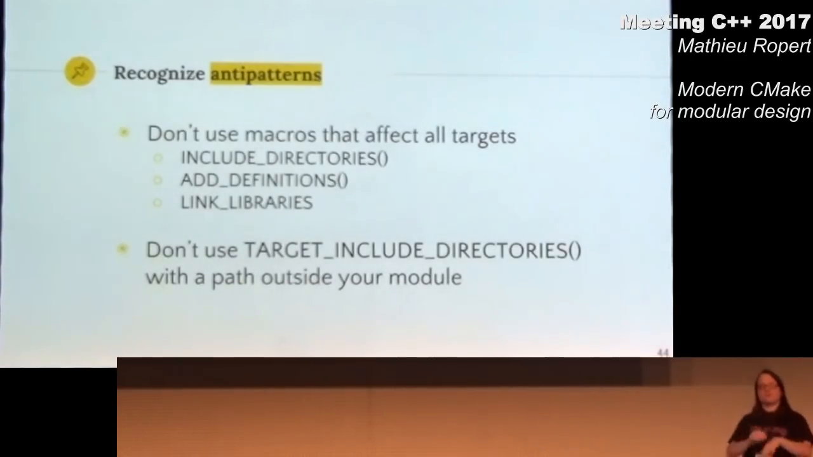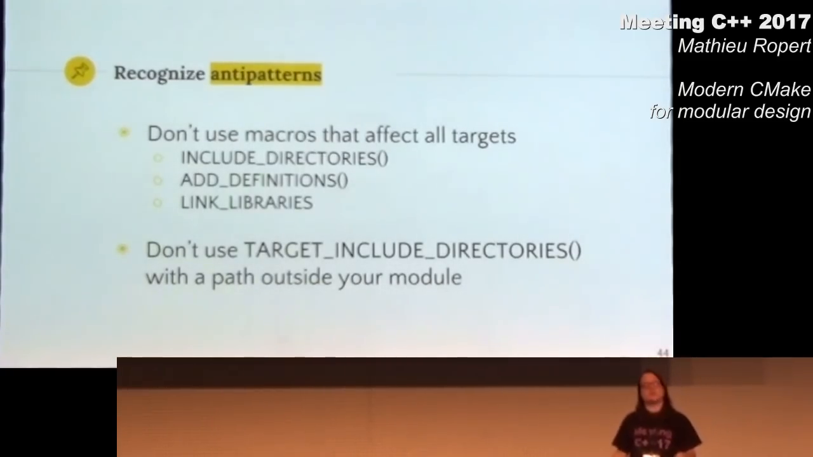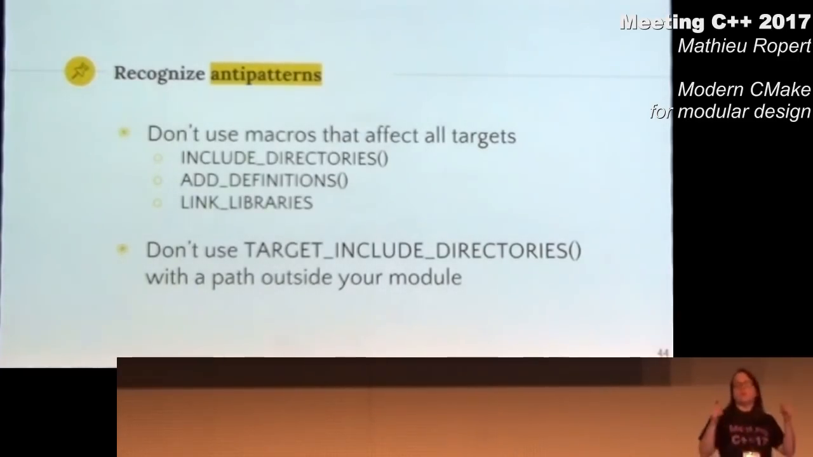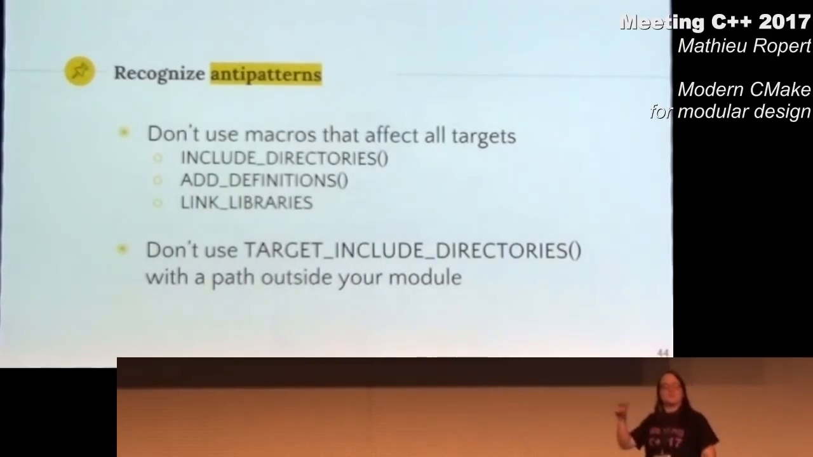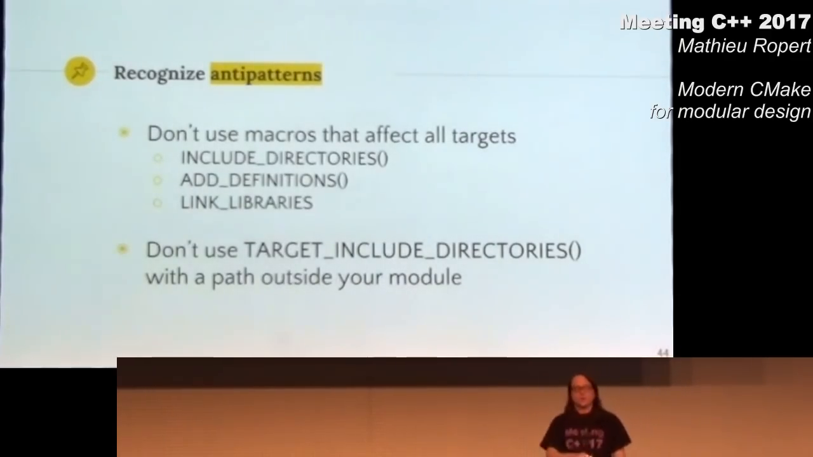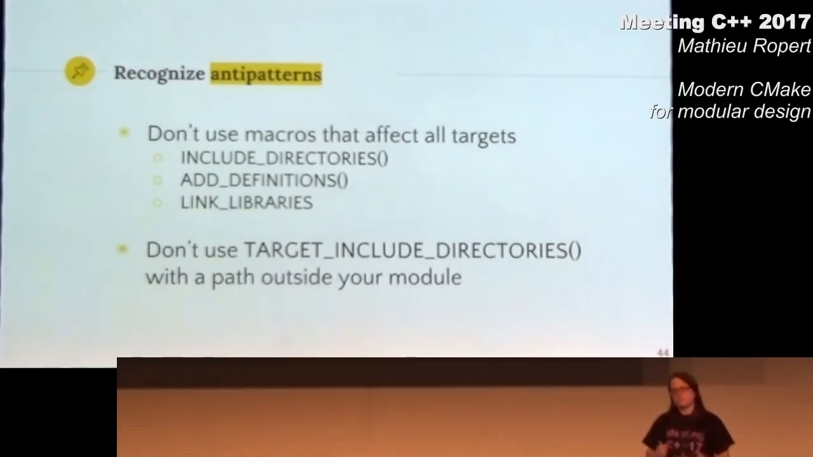So first, everything that modifies the global scope, like add definition, include directories. I have not seen many people use link libraries, which means every target should link against that. I don't think I've seen anybody do it. I think CMake actually gives you a warning because it's really deprecated, but just in case. Also, because you could say, oh yeah, I use target include directories, but then you put a relative path to something outside your source code. That's violating the same rule. You should not include something that's outside your scope. You should only care about your scope.